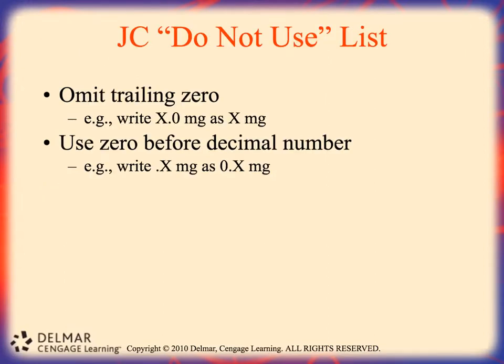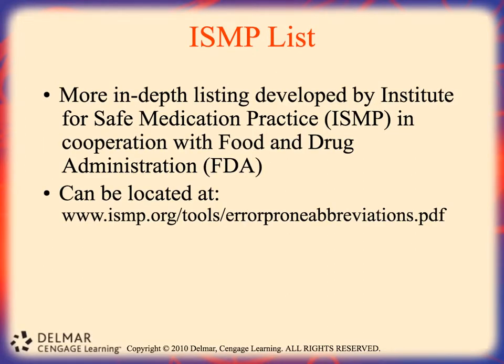And again, I know that you've heard this many, many times, and you'll probably keep hearing it. We're going to omit trailing zeros, and we're going to use a zero before a decimal number. Those are two critical factors in eliminating medication errors. You can go to this website for a more extensive list of error-prone abbreviations, but the ones that are in your book and that we've gone over here are the most common ones that were used that we no longer use.